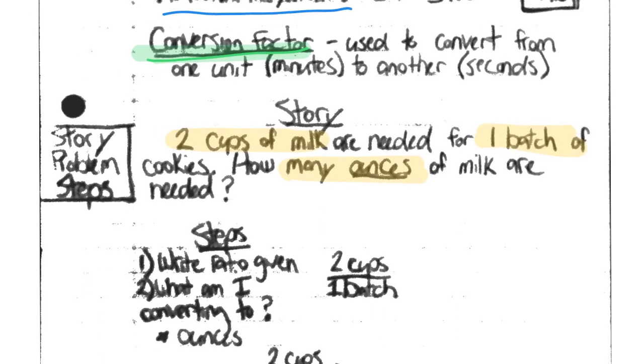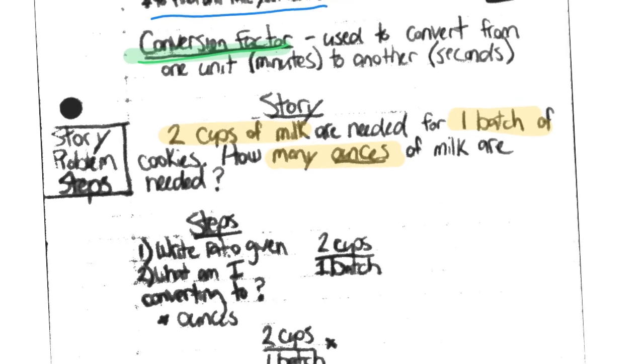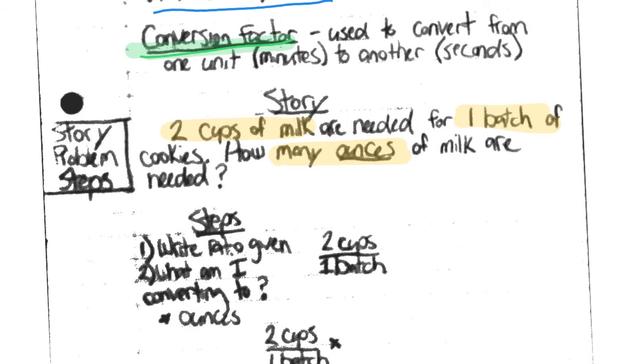This is our story. The first step here, I'm sorry if that's a little bit blurry. I don't know why it is like that. It says write the ratio given. So step number 1 here says write the ratio given. The ratio that they gave me up here, it says 2 cups of milk in 1 batch. So I wrote 2 cups of milk in 1 batch. It's kind of like a ratio. And I'm just going to write that. That's what they gave me in the story.